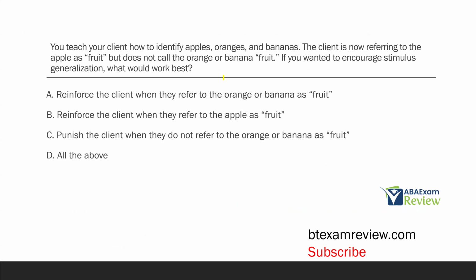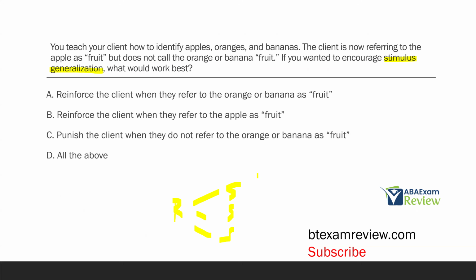You teach your client how to identify apples, oranges, and bananas. The client is now referring to the apple as fruit, but does not call the orange or banana fruit. If you wanted to encourage stimulus generalization, what would work best? The question is asking about stimulus generalization. And when we talk about stimulus generalization, what do we mean? Well, we mean a response that's occurring in the presence of multiple stimuli. And that's what we would call stimulus generalization.